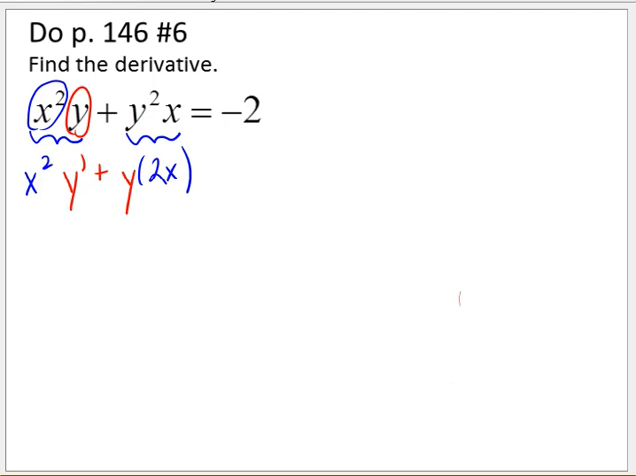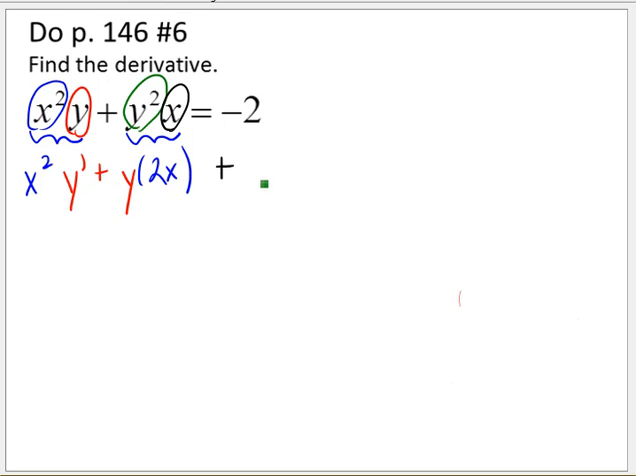Now I'm going to continue on, and I'm going to have to do the second part of the product, or the second term, which is another product rule. So I'll use green and black for this, so you guys can start to see the differences of where's the first term, what's the second term.